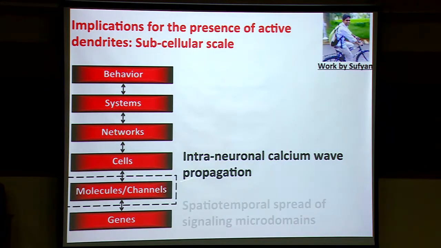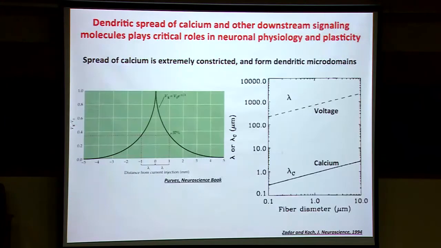Moving from here to here, as I said, we also look into what happens at the subcellular end of it, as to what kind of molecules and signaling mechanisms are present and how they spread and so forth. So this is also Sufyan's work. This is about intraneuronal calcium waves. So you can measure propagation of signals in a neuron, and let's say that this is the point of origin. It could be either voltage or calcium, and you can measure how exactly it is spreading across the dendritic structure on either side.